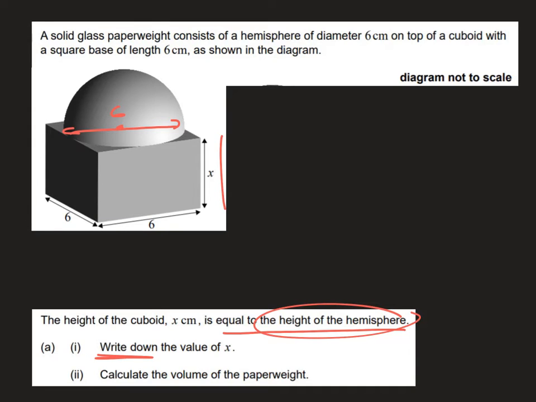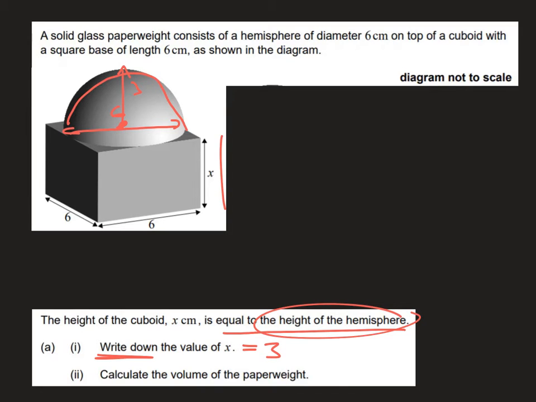So remember, write down means it should be fairly straightforward. So all we need to do is figure out the height of the hemisphere. So we've got this hemisphere here, and we know that the diameter of the hemisphere would be 6 centimeters. So that must mean that the radius, therefore, is half of that, which is going to be 3. So if we drew a line from the bottom to the top, that must be 3. So the height of the hemisphere is 3. So therefore, the height of the cuboid, x, is also equal to 3.